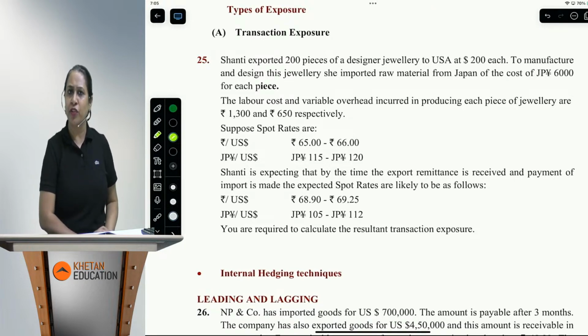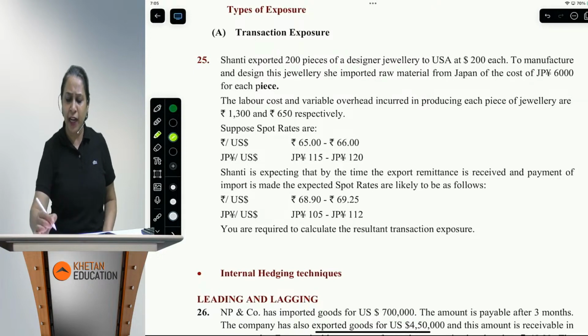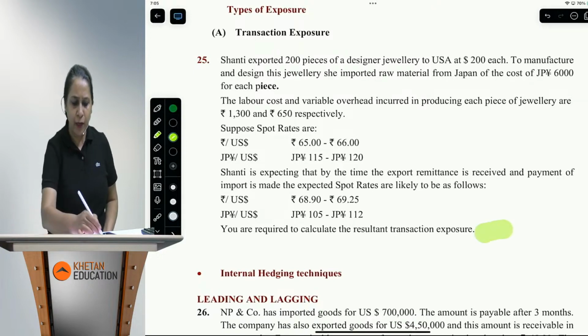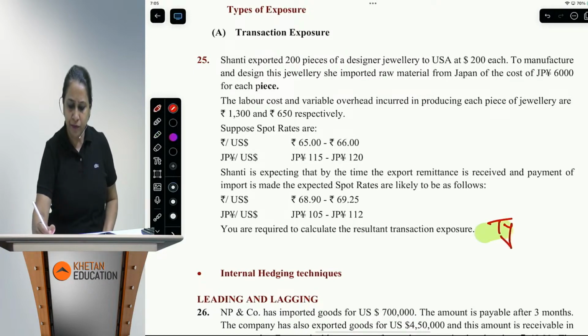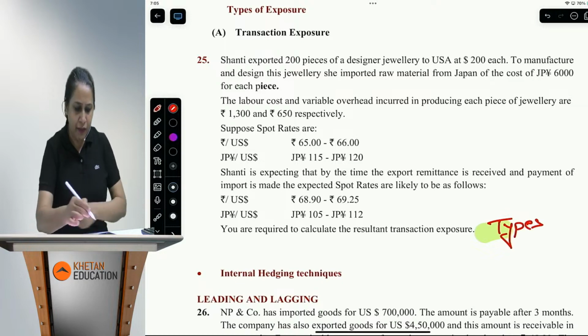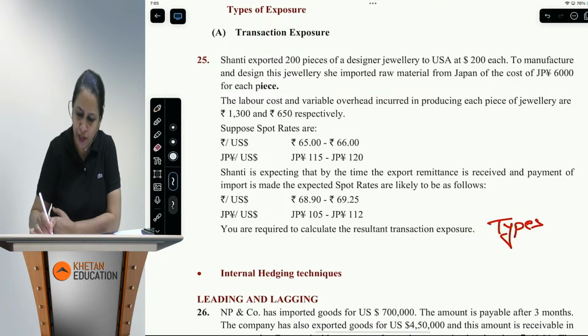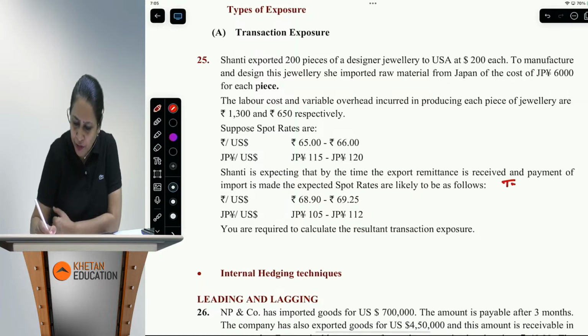What is transaction exposure, guys? There are 3 types of exposure actually. Types of exposure, if you see, I will give you a proper format of things so you will understand properly. Allow me to do that. So types of exposure, and this is like transaction.